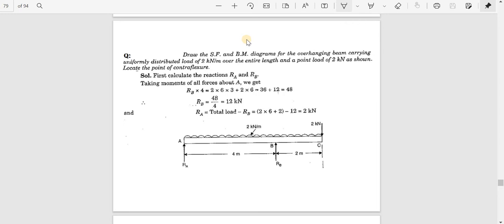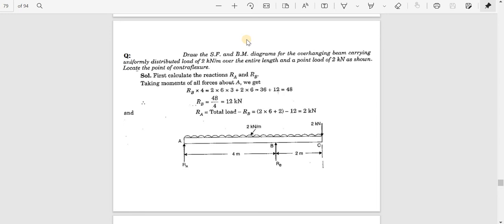So what is meant by overhanging beam? As seen in this figure, there is a beam A, B, C, and there are supports at A and B, and the beam is extended 2 meters towards the left side. So here BC is the overhanging portion of the beam AB. So we have to find out how to draw the shear force and bending moment diagram.